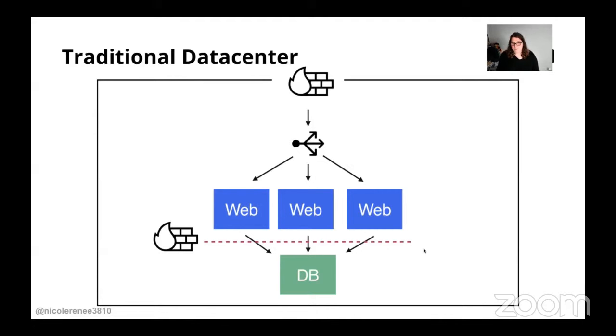In some cases, you actually have an additional firewall between your web service and your database to help ensure that only the web servers can talk to the database. And so there's no additional ingress points to our application. There's only one way in. There's only one set of things talking to the database. It's very simple, it's very easy to understand, and very easy to secure.